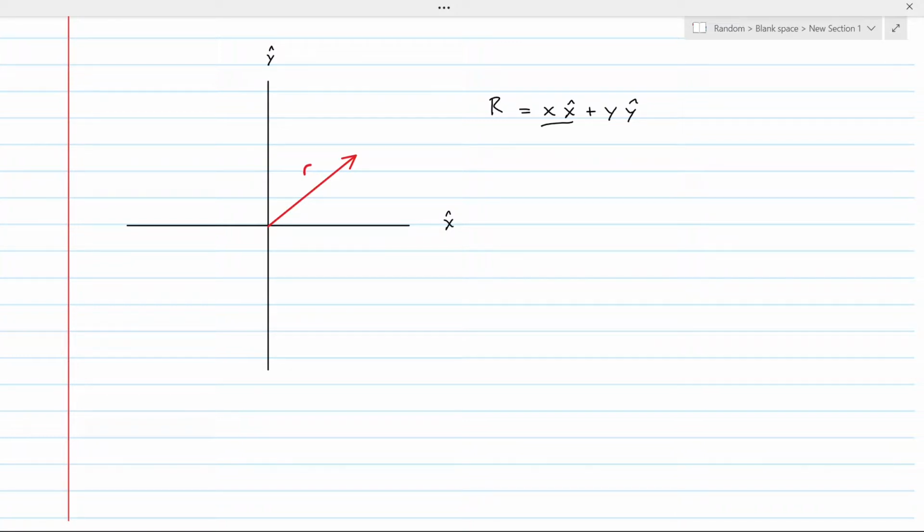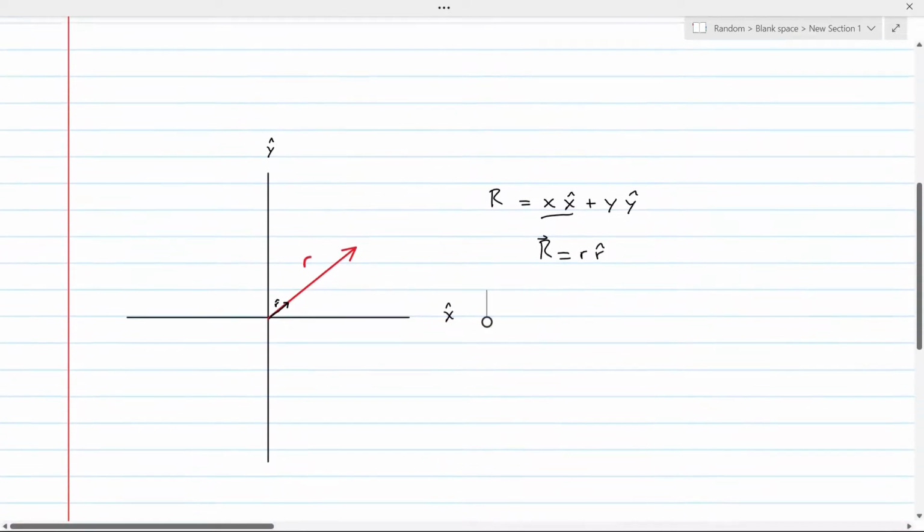But I could write r in terms of polar coordinates. So let's write the r vector as being some r scalar multiplied by r hat. So r hat would be right there, like that. And then r just scales it to the appropriate length, right? That's what that is.